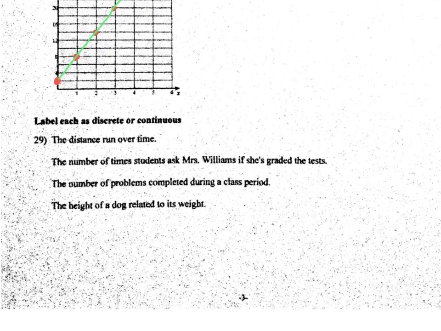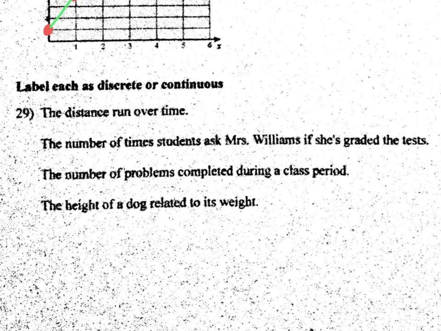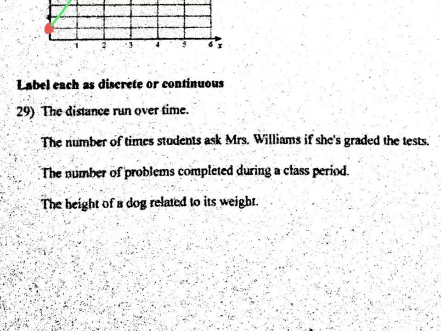All right, label each as discrete or continuous. So we already talked about what those two mean. If you don't know right now, you need to go back and watch that part of the video or check that part of the notes that you took just a minute ago. So discrete or continuous. So hopefully you've paused the video and you've already tried these. All right, distance over time, that's continuous.